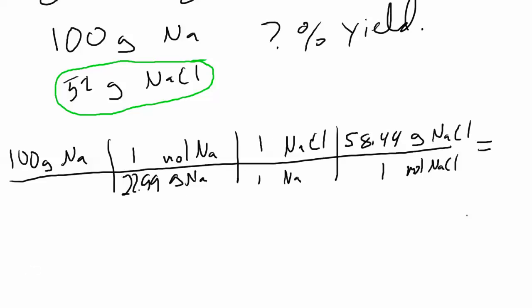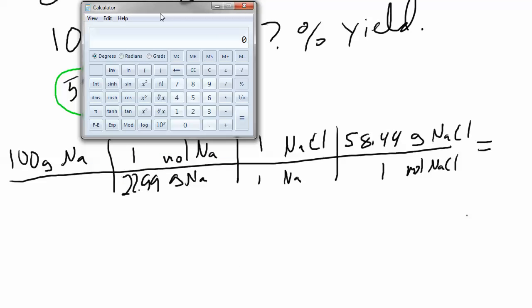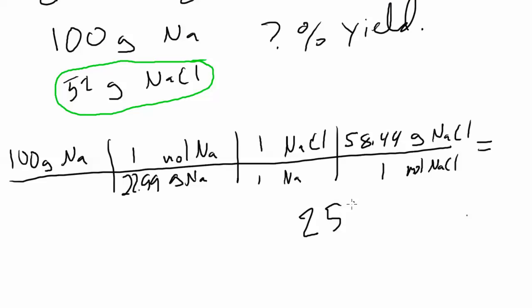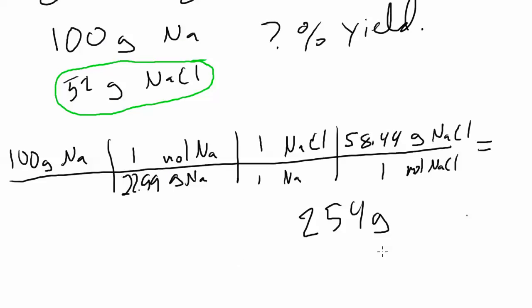Now all that's left is to do the arithmetic. So let's grab our calculator and clear out the previous number. 100 divided by 22.99 times 58.44. Whoa! Holy cow, 254. We've got 3 significant figures there, so we're going to stop right there. 254 grams is what we should be looking at. Let's check it around. Yep, 254 grams.